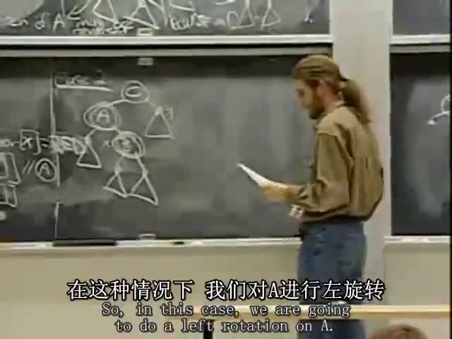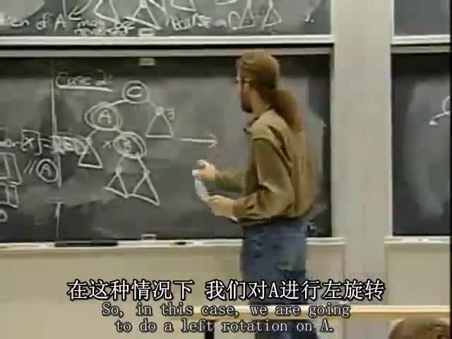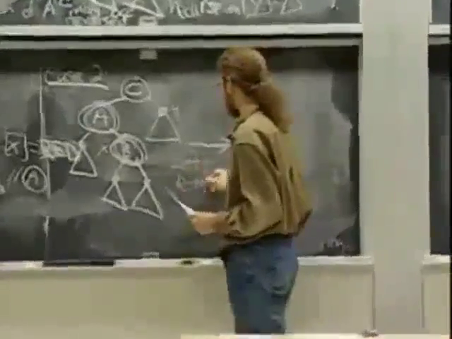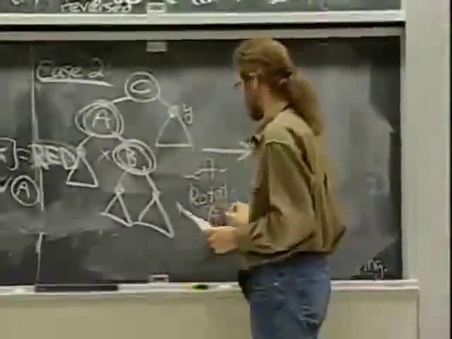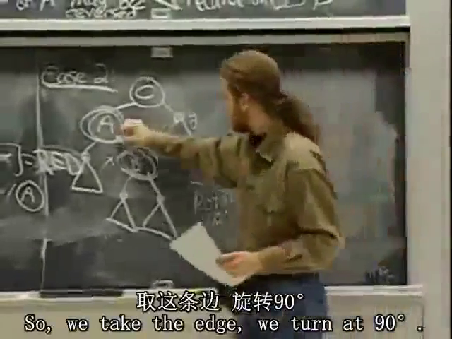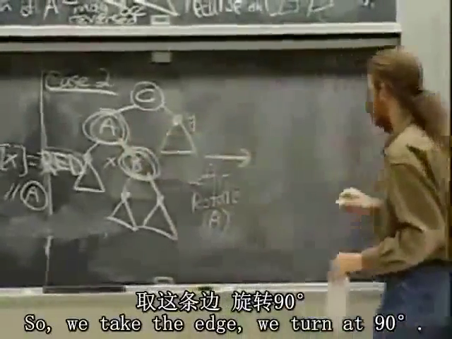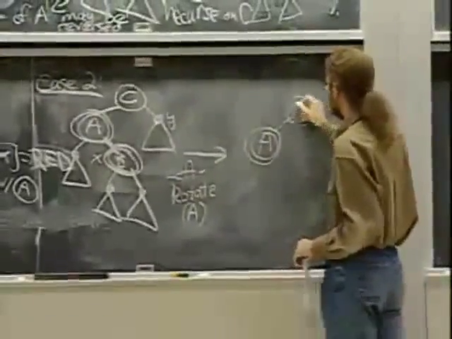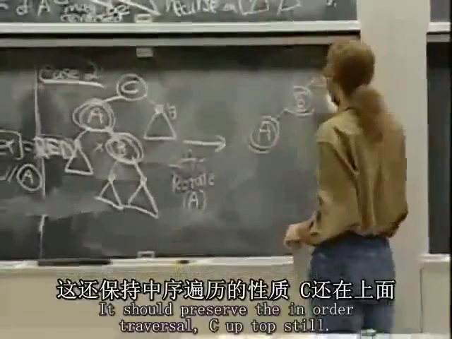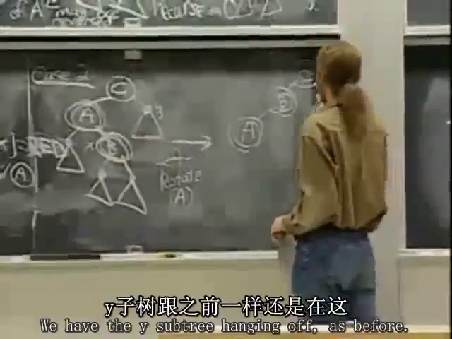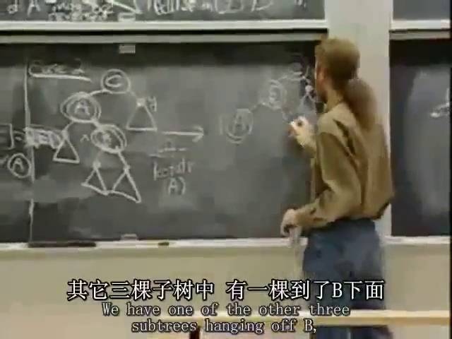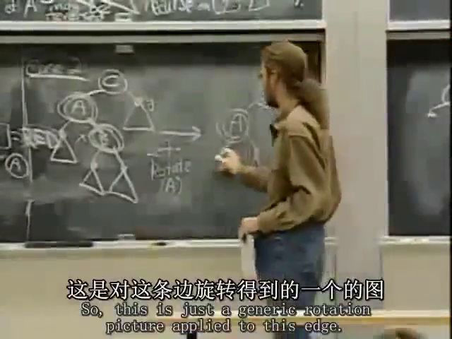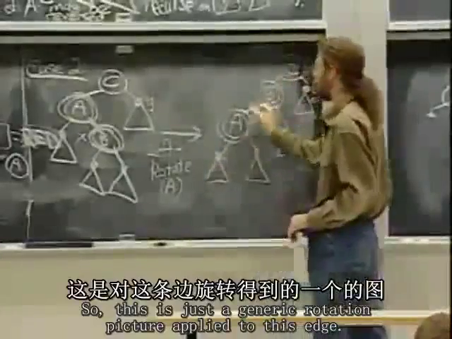Okay. So in this case, we're going to do a left rotation on A. So we take this edge, we turn it 90 degrees. What we get is A on the left, B on the right still. Should preserve the in-order traversal. C up top still. We have the Y subtree hanging off as before. We have one of the other 3 subtrees hanging off B, and the other 2 now hang off A. So this is just a generic rotation picture applied to this edge.